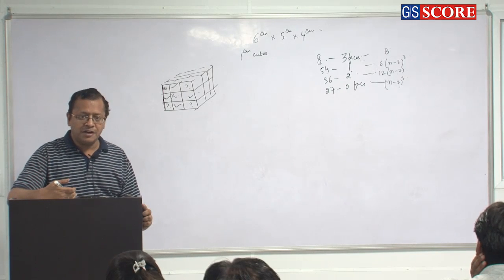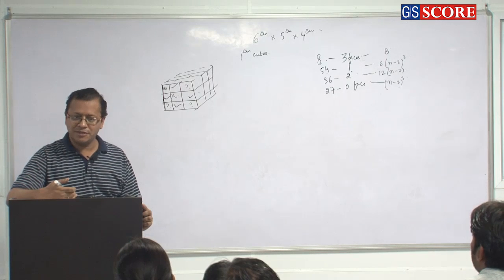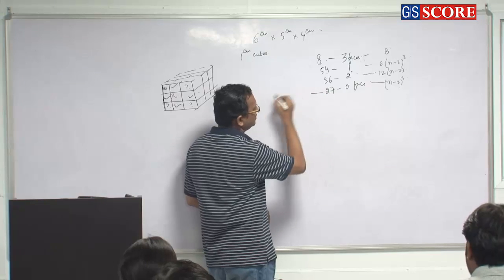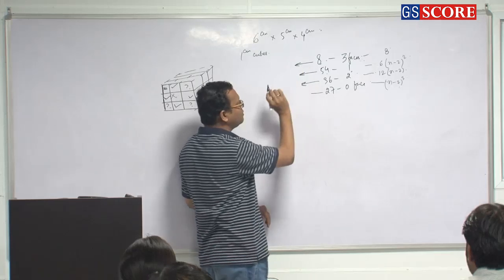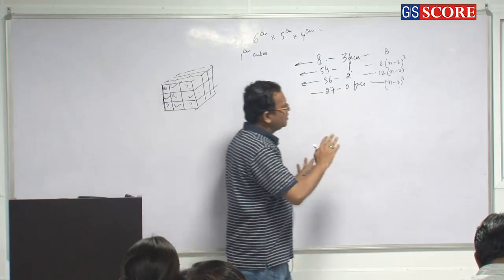A 3D figure, why is it called a 3D? Because it has three dimensions, isn't it? So, I change this formula and then you will see the beauty. 8 will always be there, 3 faces, no problem here. Okay. Now, 3D is there.